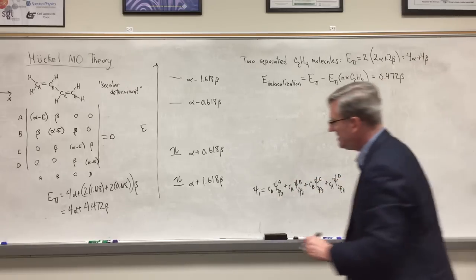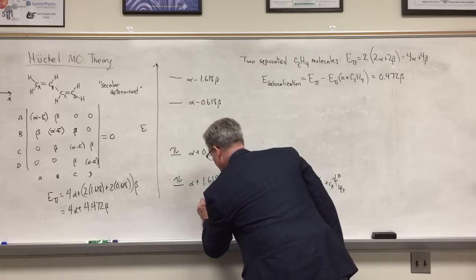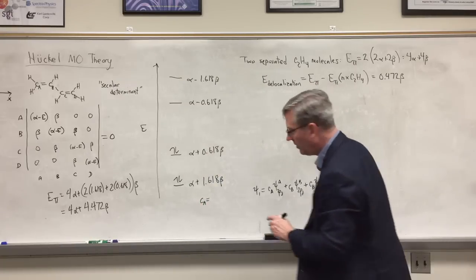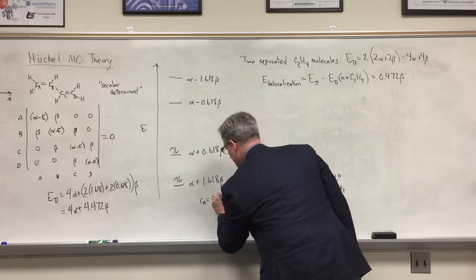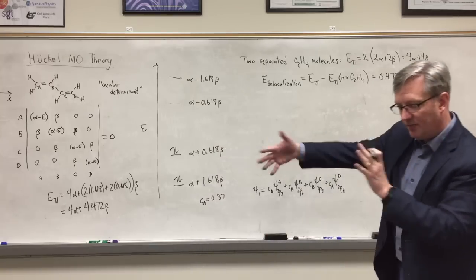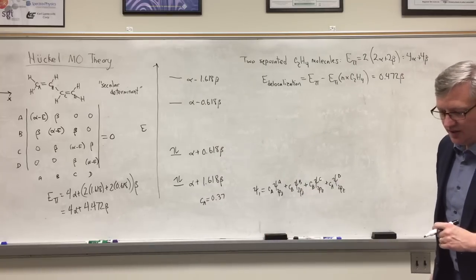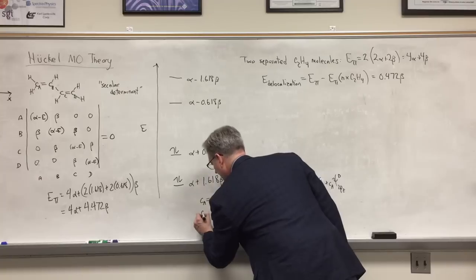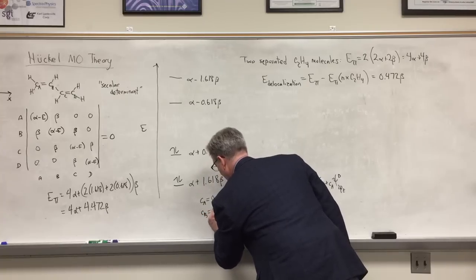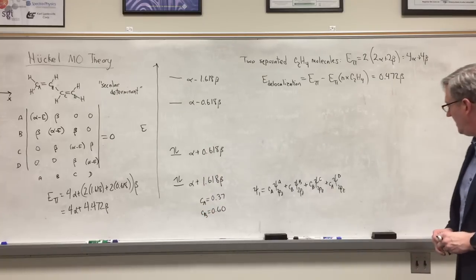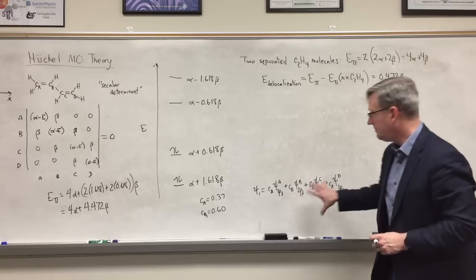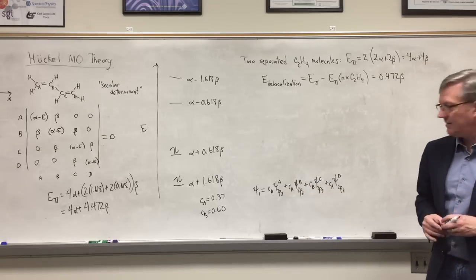These coefficients, C sub A, turns out to have a value of 0.37. Okay? I could give you more significant figures, but we'll just stick with 2. Okay? And CB has a coefficient of 0.60. So CB is bigger than CA. Let's keep that in mind.